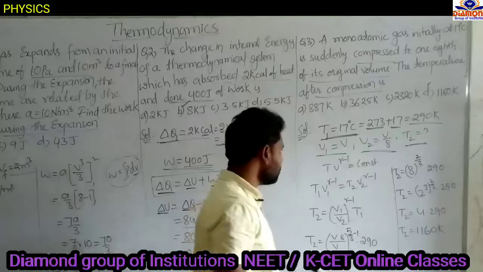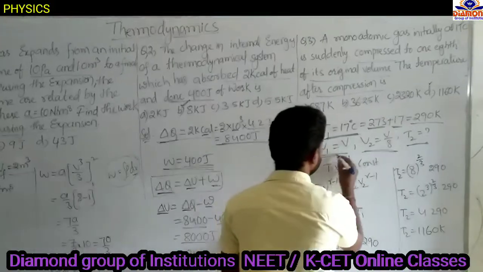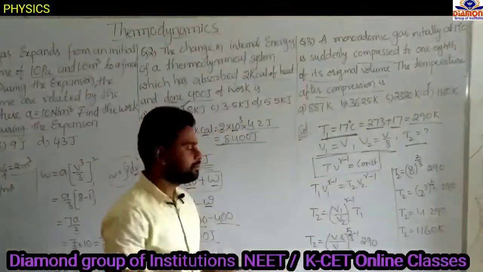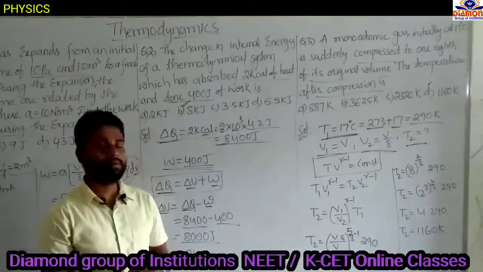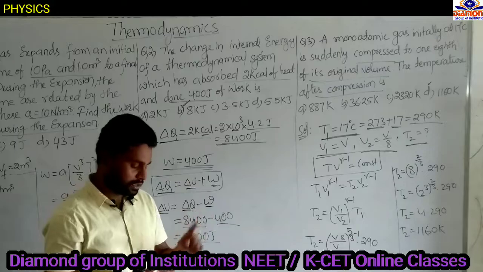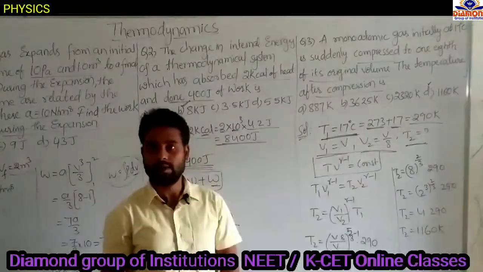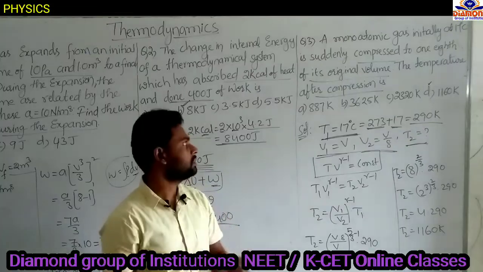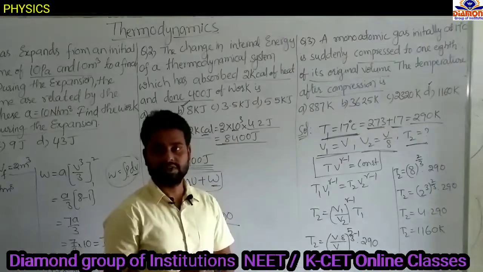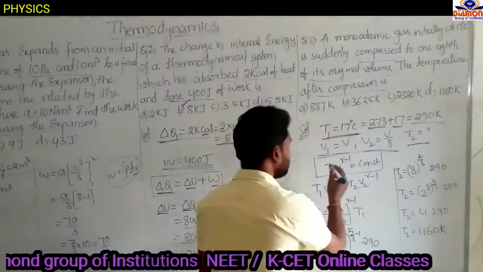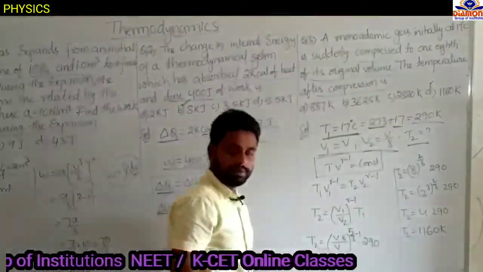In the adiabatic process, we know there are three formulas. I am using the first formula here, one formula from those three: T into V power gamma minus 1 equals constant. According to this data, this formula is suitable. Here we are comparing the two situations, before compression and after compression. So T1 V1 power gamma minus 1 equals T2 V2 power gamma minus 1.